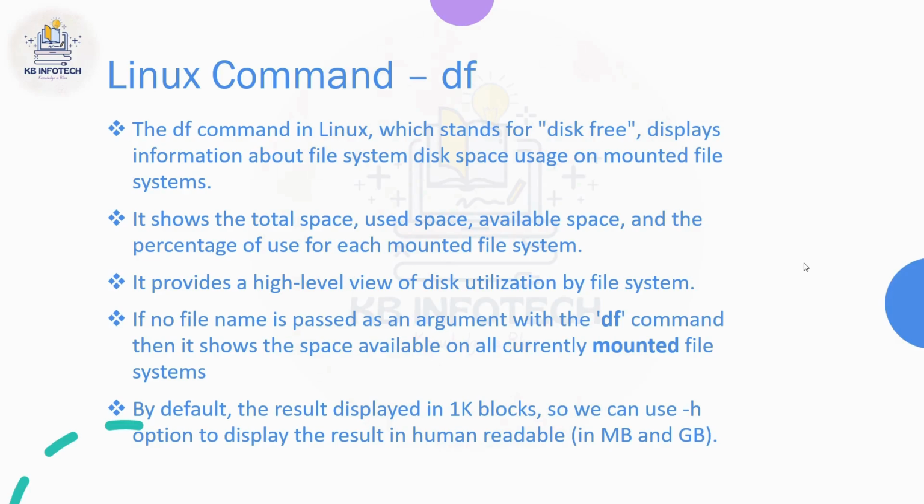The df command in Linux, which stands for disk free, displays information about file system disk space usage on mounted file systems. It shows the total space, used space, available space, and also the percentage of use for each mounted file system. Basically, it provides a high level view of disk utilization by each file system in your Linux. If no file name is passed as an argument with the df command, then it shows the space available on all currently mounted file systems. That is the default behavior. And also by default, the results are displayed in 1K blocks.